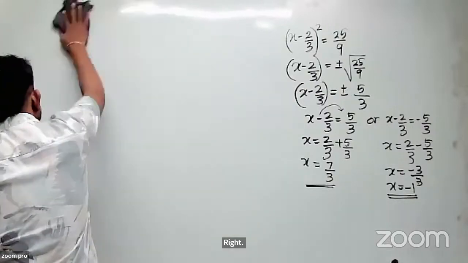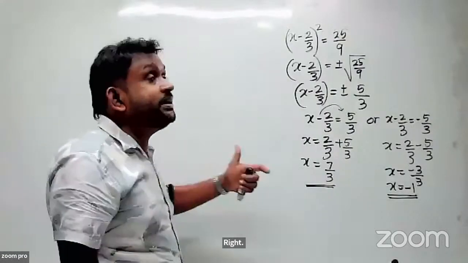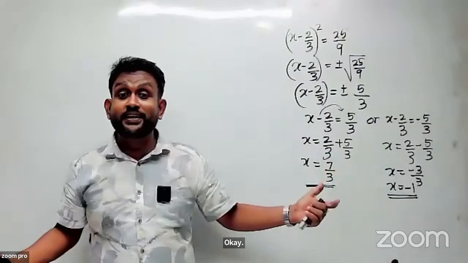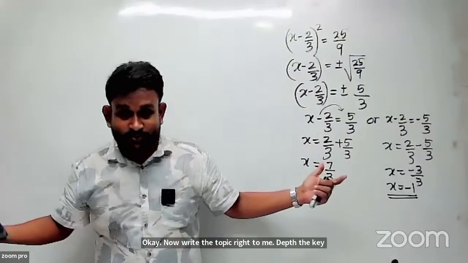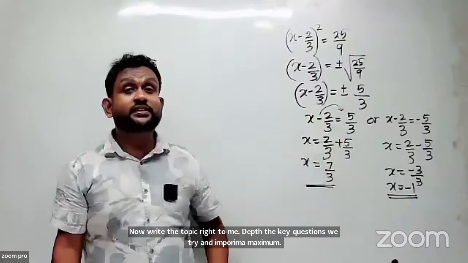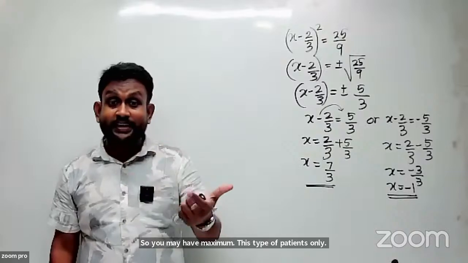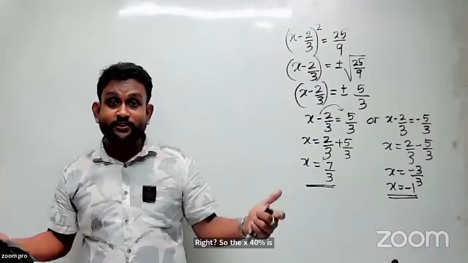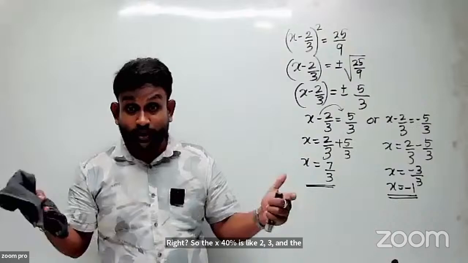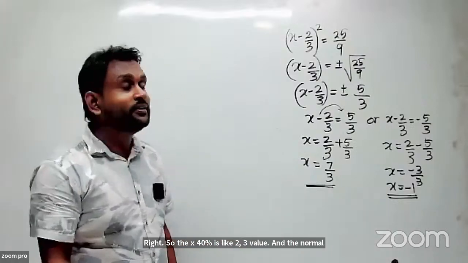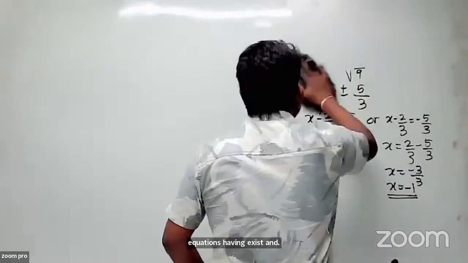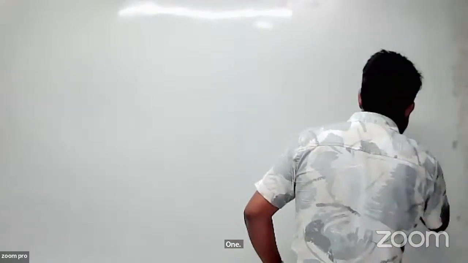Okay, now write the topic. Right. එතකොට මෙන්න මේ depth එක equations විතරයි එන්නේ උපරිම maximum. So you may have maximum this type of equations only. So the x coefficient is like 2, 3, whatever value, and the normal equations having x squared coefficient 1. So you may have the solutions.